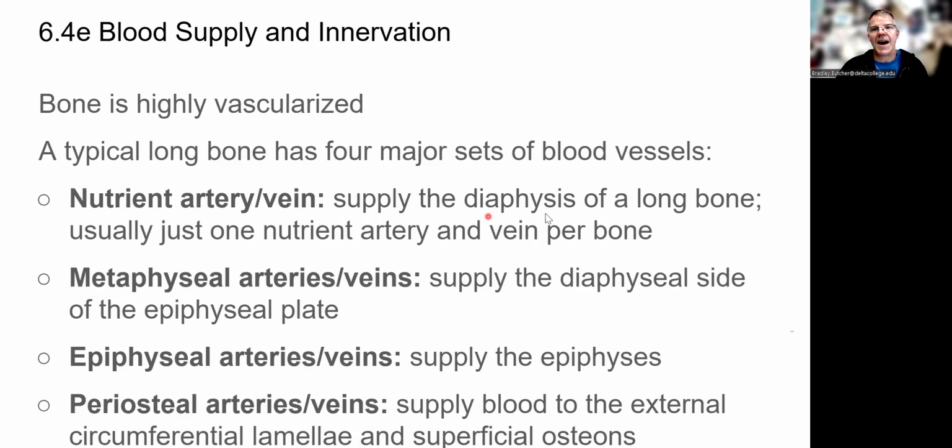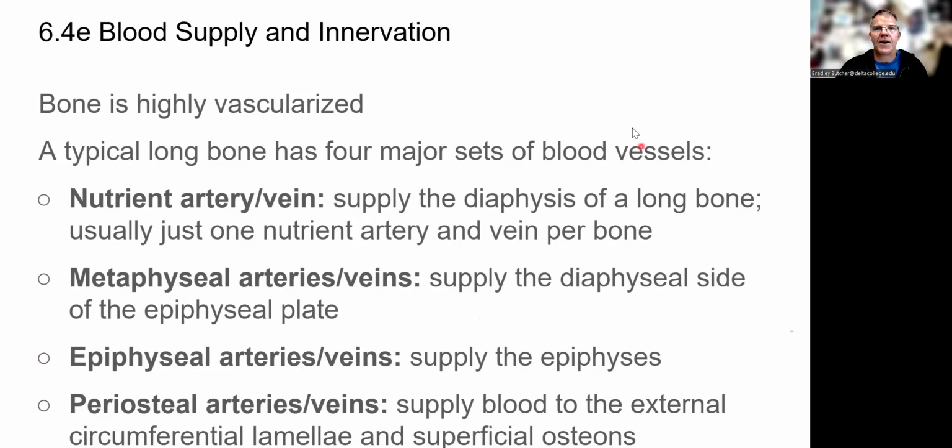They supply the diaphysis of the long bone. Usually just one nutrient artery and one vein per bone. They enter into the bone and they exit out of the bone. We also have metaphyseal arteries and veins. These supply the diaphyseal side of the epiphyseal plate.